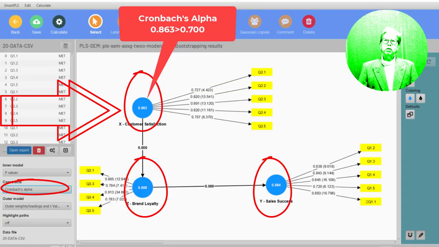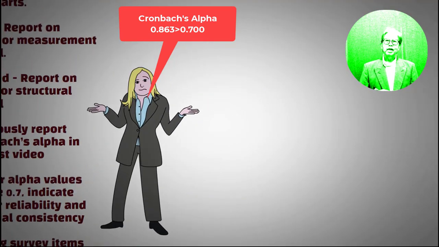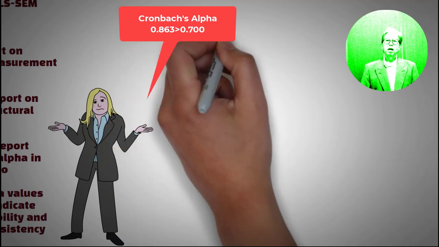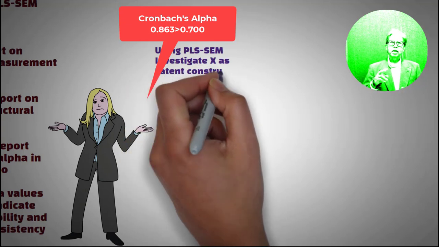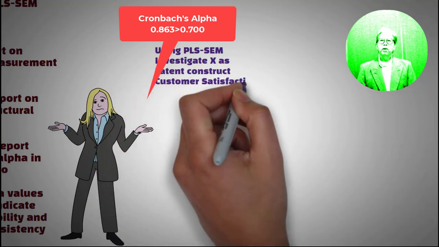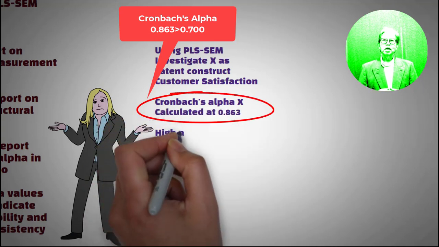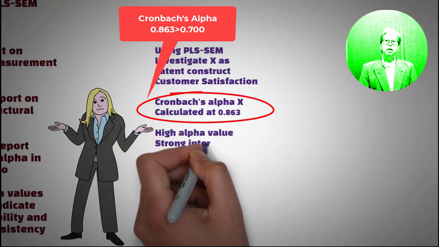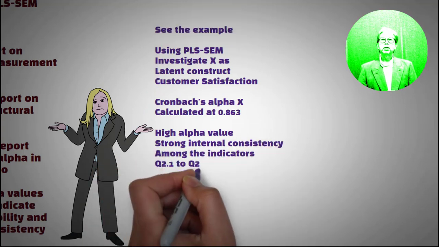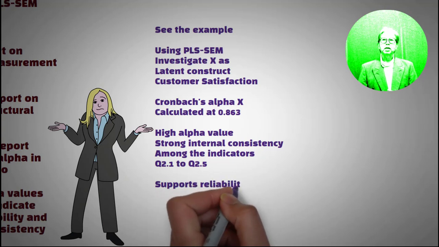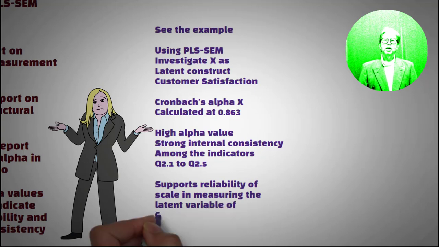Today, I will show the following example. Using PLS-SEM to investigate X as the latent construct of customer satisfaction, Cronbach alpha for X was calculated at 0.863. This high alpha value demonstrates strong internal consistency among indicators of Q21 to Q25, which support the reliability of the scale in measuring the latent variable of customer satisfaction.